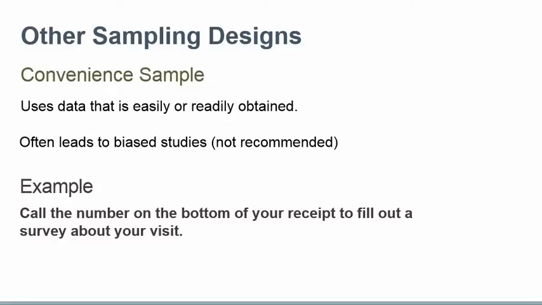An example of a convenience sample is call the number on the bottom of your receipt to fill out a survey about your visit. You're only going to get people who come to your establishment as a part of your survey. So people who are not coming because they've decided they no longer want to frequent your establishment will not be surveyed, and you won't know how to fix problems. Only the people who feel like calling the number will answer the survey, so you're going to get a very biased response.